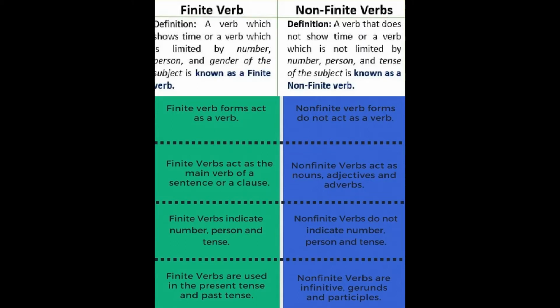If you differentiate it, you can see finite verb forms act as a verb. Non-finite verb forms do not act as a verb in the sentence. Finite verb act as the main verb of the sentence or a clause. Non-finite verbs act as nouns, adjectives and adverbs, so they take their positions. Finite verb indicates number, person and tense. Non-finite verbs do not indicate any of these things: person, number or tense.